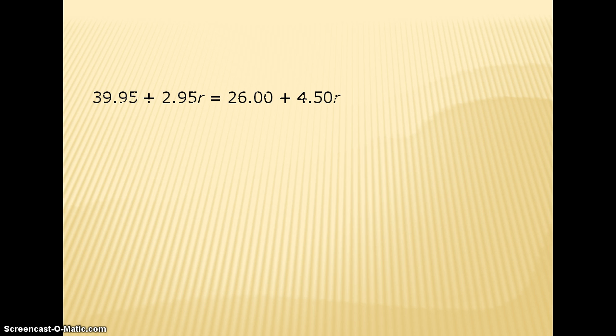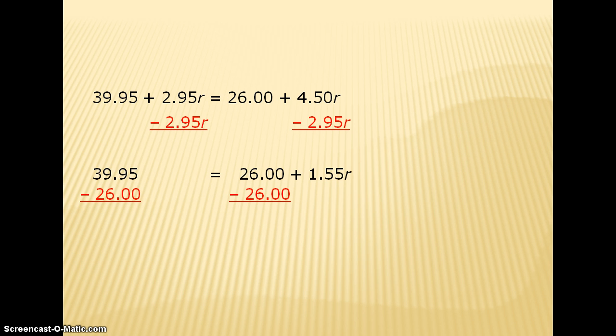So let's think about this. It would cost us $39.95 plus $2.95 times the number of roses. That's R. That needs to equal $26 for the bouquet plus $4.50 for every rose times R. So let's solve for R and see how many roses we need to make this equivalent. Well, let's combine the variables first and subtract the smaller one from the larger one. So take $4.50 minus $2.95. So now $39.95 equals 26 plus 1.55R.